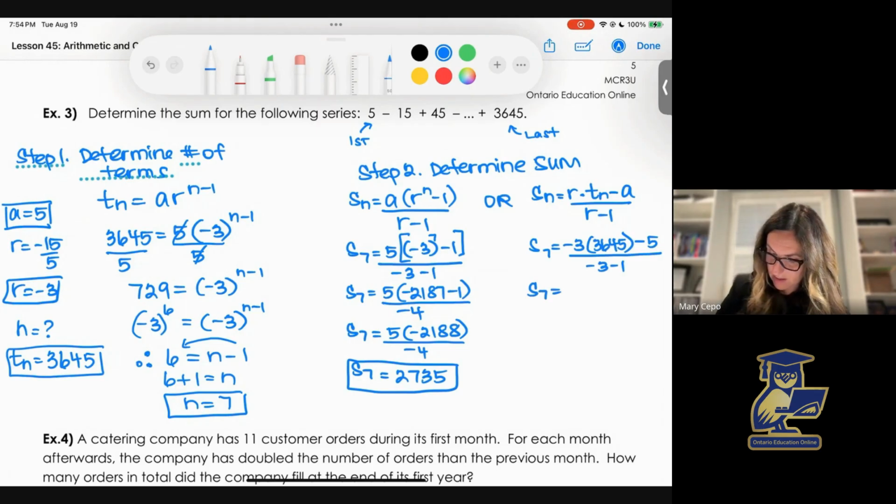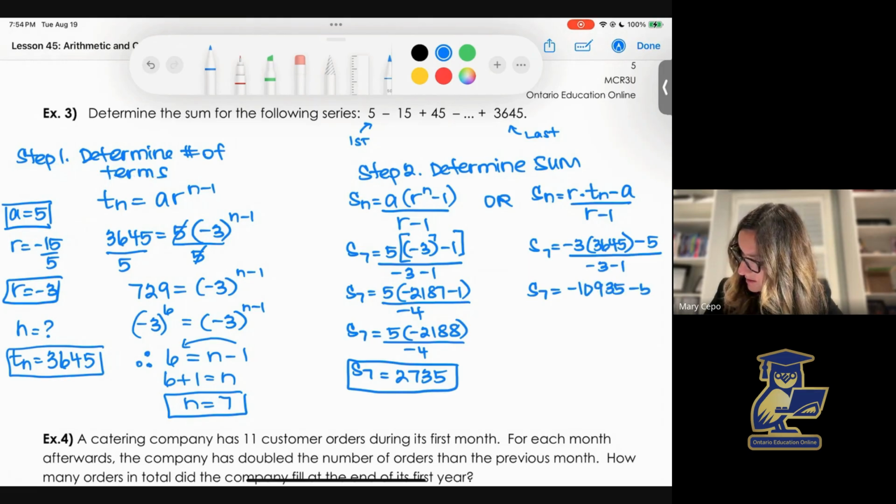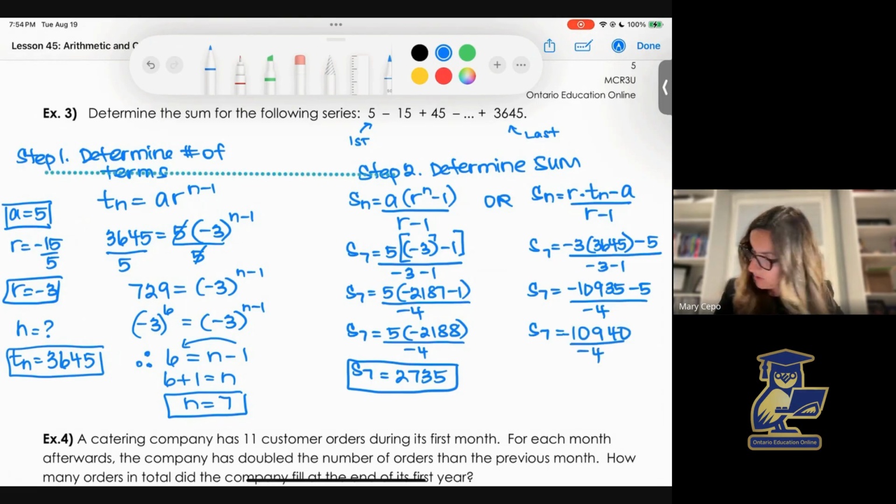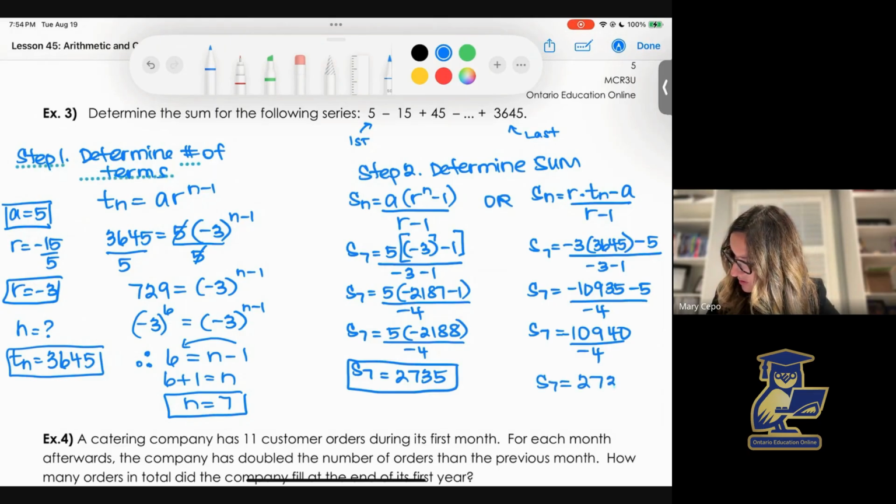Okay, so 3 times 3,645, which is negative 10,935 minus 5 all over negative 4, which is 10,940. Divide that by negative 4, which again will equal the exact same 2,735.